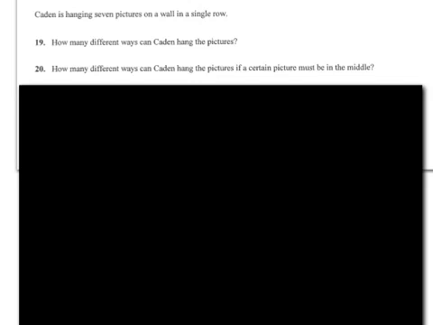Now number 20, how many different ways can Caden hang the pictures if a certain picture must be in the middle? I'm not sure which one it is, but let's say this certain picture has to be in the middle, so I hang it up. Then we only have 6 left, and then 5, 4, 3, 2, 1. That is 6 factorial, which equals 720 different ways. So if Caden's boss came in and said, put that certain mountain picture right in the middle, then he would have 720 ways to arrange the other 6 pictures.